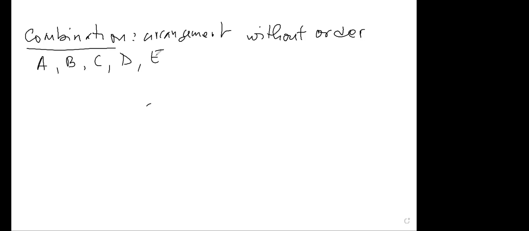I can select one of them. Let's say A, B, C. This is a selection. If I call this ABC or BCA or CBA, it is still the same thing because they are the 3 students that are going to the library. Right?